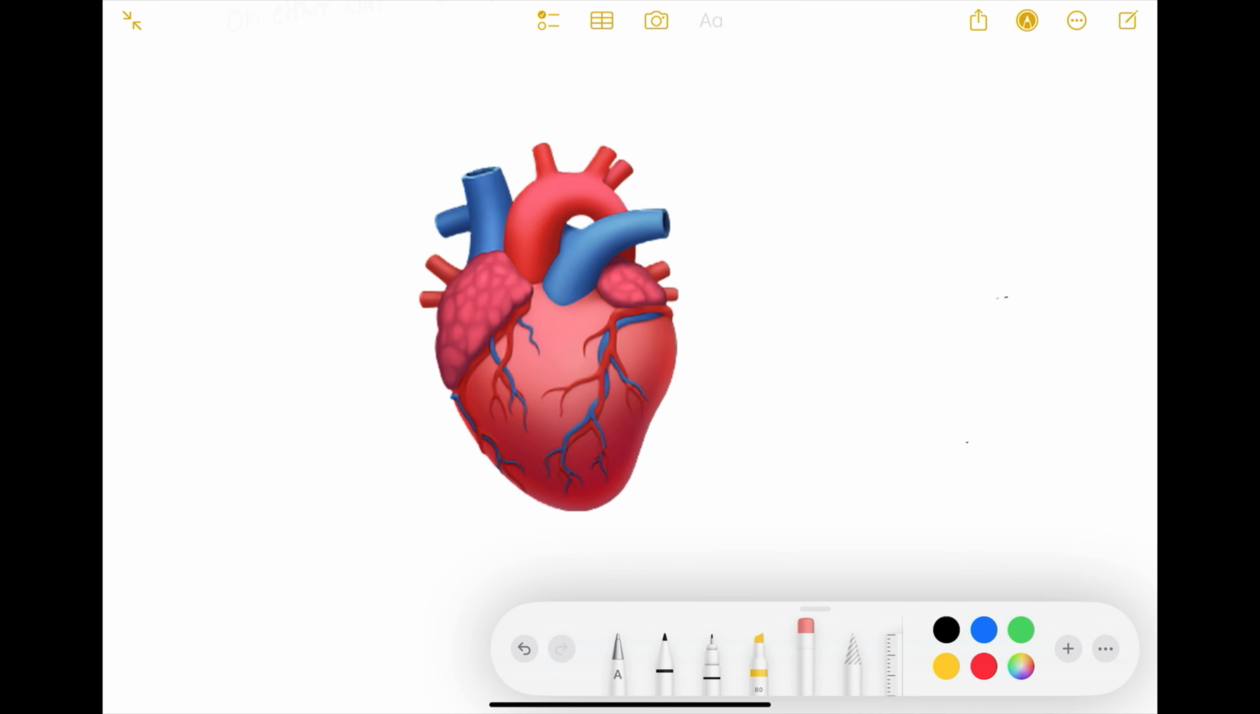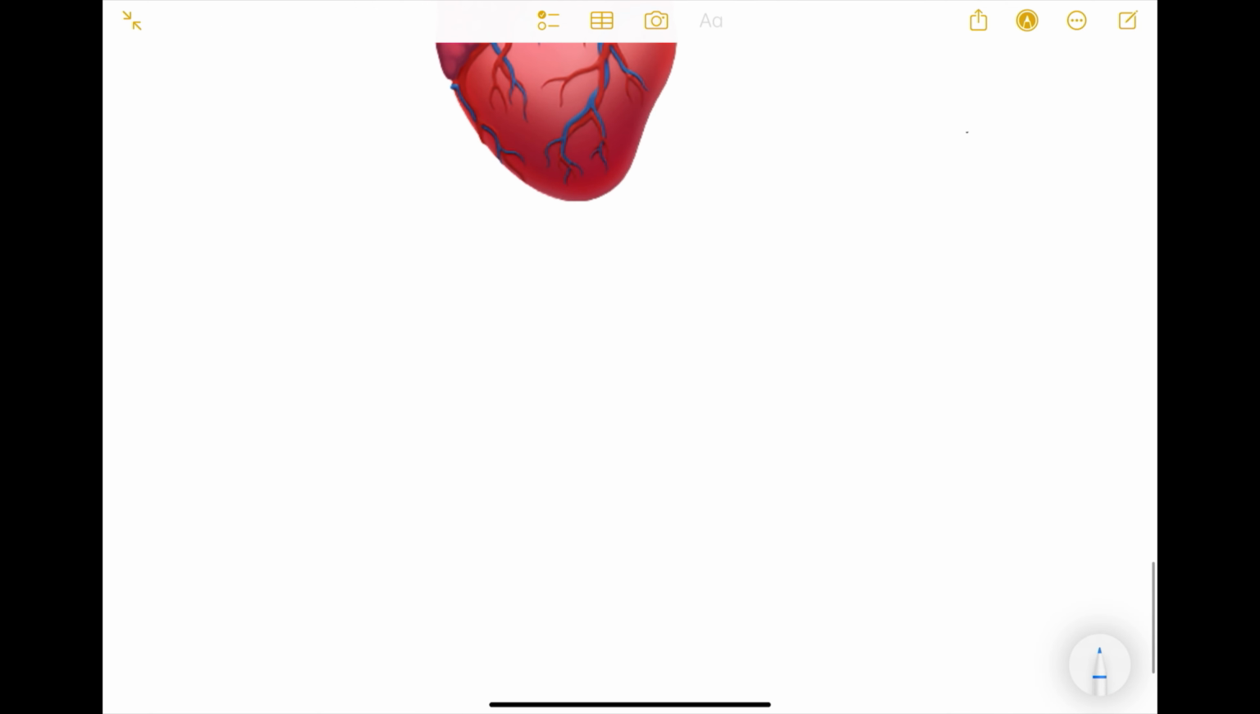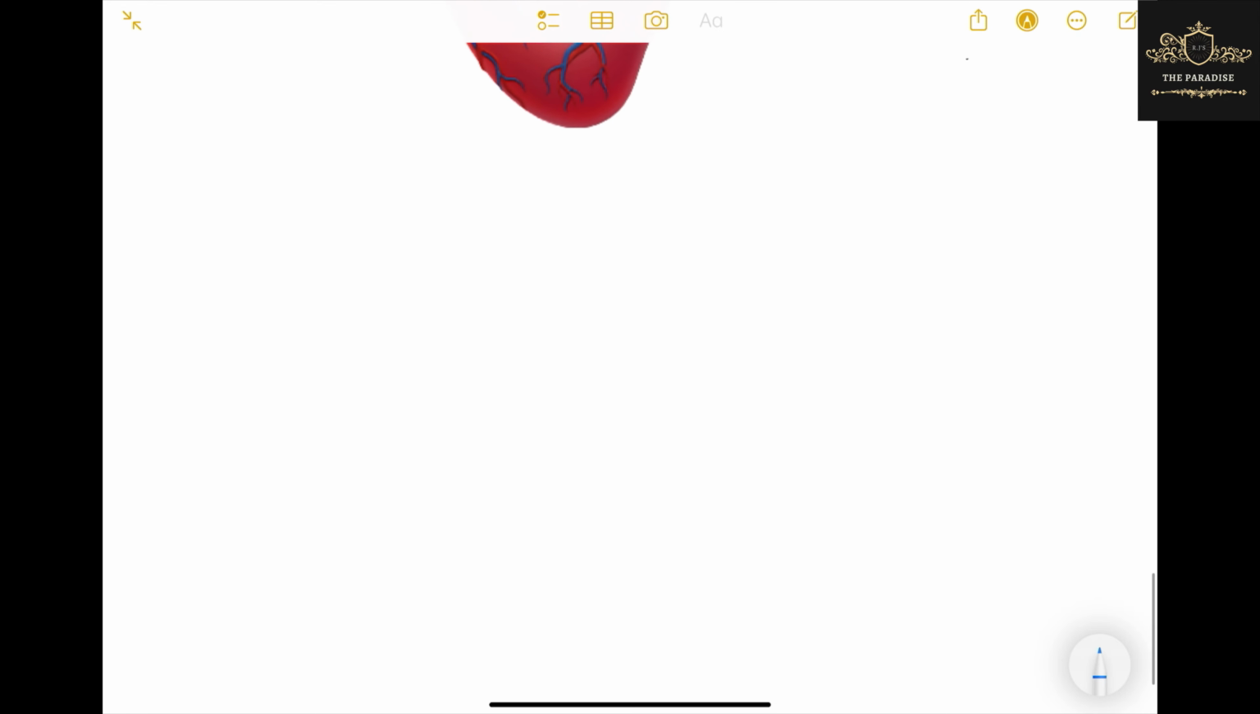Hi everyone. In this part, I will be starting with the remaining part of the mediastinum. So let's get started. So we are starting with the blood supply. First of all, blood supply.